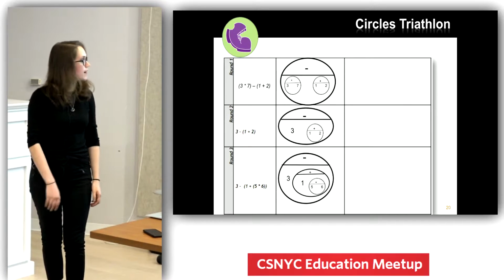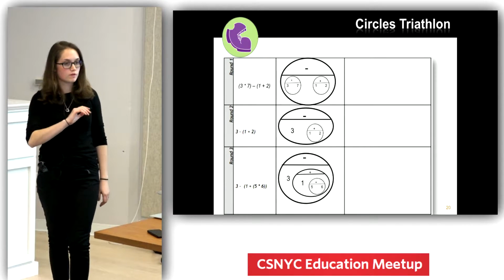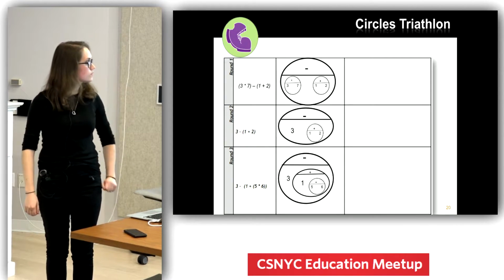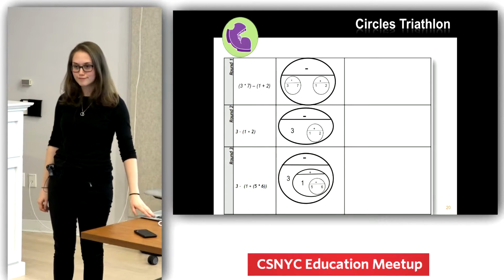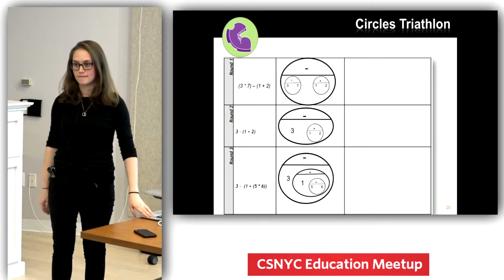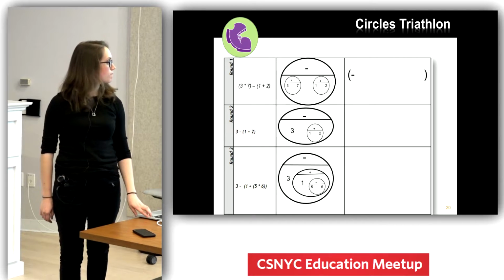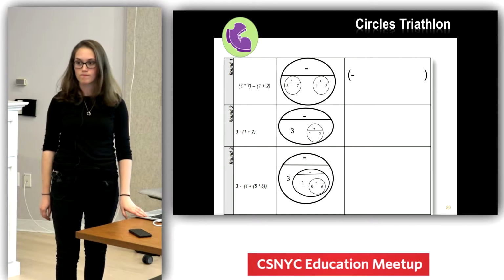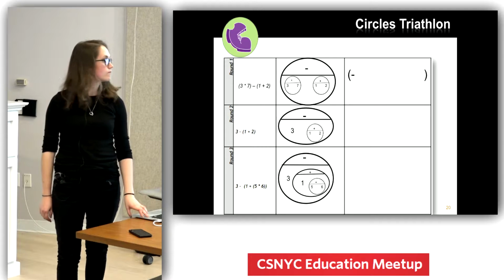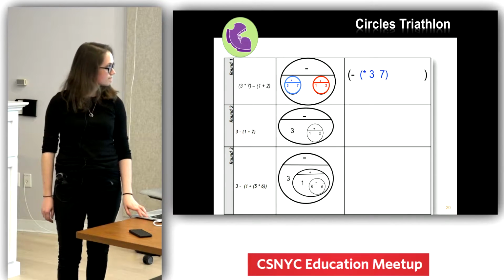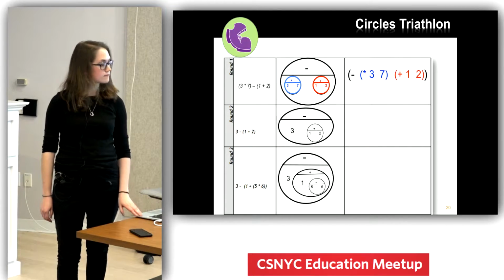So let's just do a little bit of practice of converting this back to code before we start coding things. Can somebody help me with the first one? How would we break apart this circle? Yeah, you want me to tell you what it is with the parentheses? Yeah. Okay, so step by step. Open parentheses, then a subtraction sign, then another open parenthesis, multiplication sign, space 3, space 7, close parentheses, open parentheses, plus space 1, space 2, close parentheses, close parentheses.